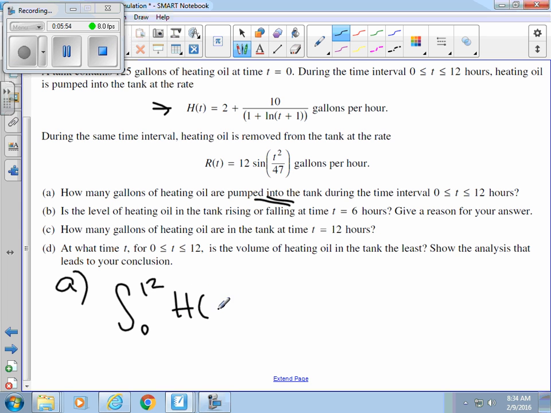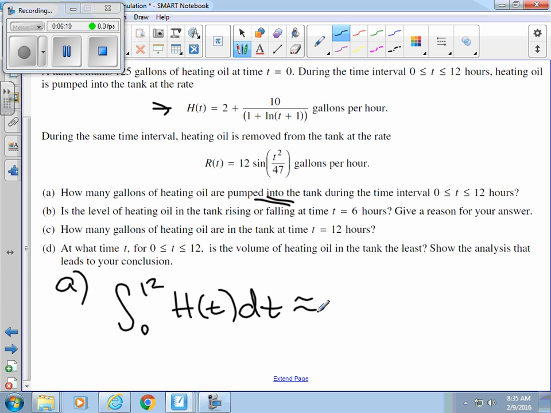Again, most of these questions, as you can imagine, are calculator questions. All you have to do is show the setup and then type that in your calculator. That's how many gallons are pumped into the tank from 0 to 12. This is the one where we have to add the starting. Not on this one, because it just says how many are pumped into.